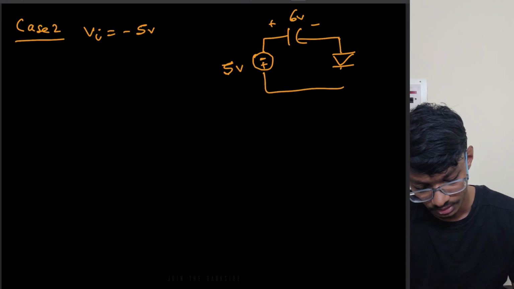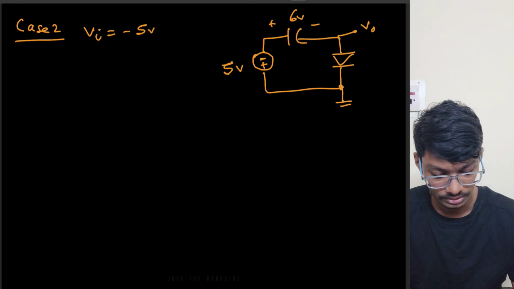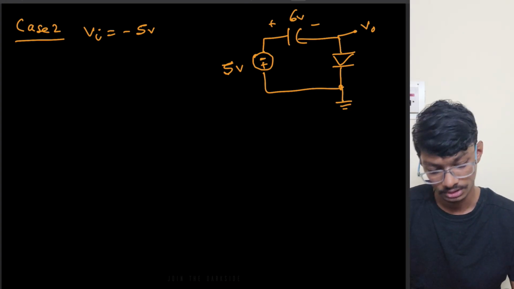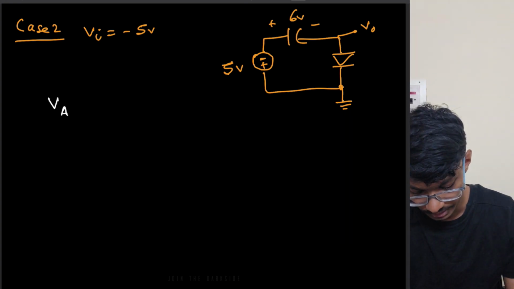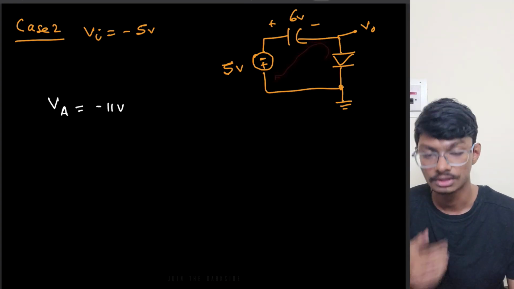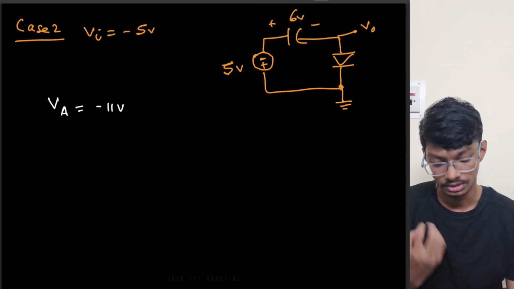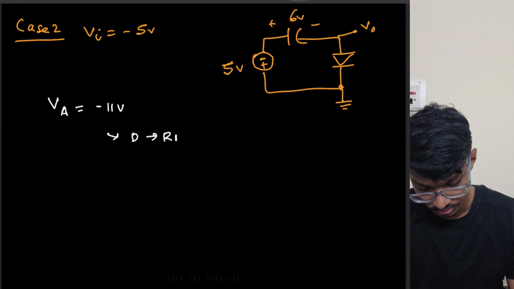Okay, now if the diode is off, this is the common ground. Now what is the voltage at the anode of the diode? The voltage at the anode of the diode is VA, basically it equals minus 11 volts. You can write the KVL, it equals minus 11 volts. So we can see that it is negative voltage, so obviously the diode won't get turned on, so it is in reverse bias.